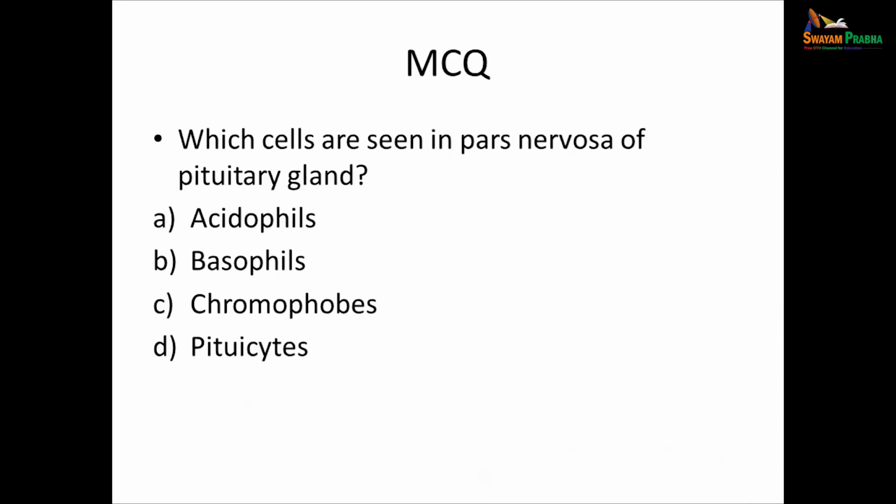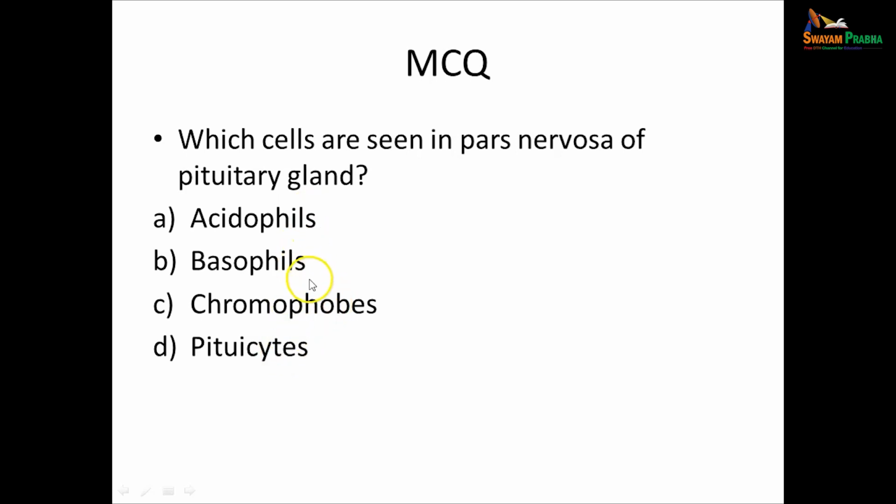Let's have a small assessment. Which cells are seen in pars nervosa of pituitary gland? Pars nervosa means pars posterior of the pituitary. The options are A. Acidophils, B. Basophils, C. Chromophobes, D. Pituicytes.